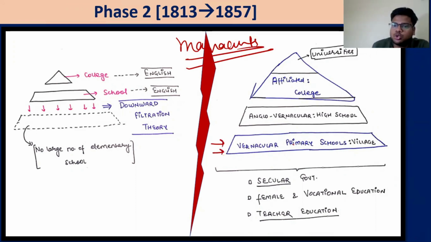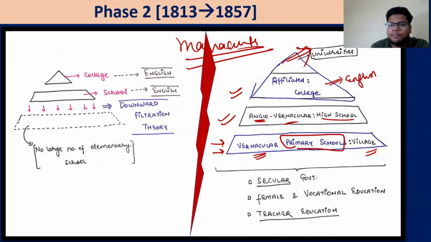So at the bottom most, you have the vernacular primary schools. In the primary school, everything will be taught at the village level in vernacular, their own native language. Then high schools in which an Anglo-vernacular mixture will be taught. Then you have affiliated colleges where it will be taught in English. And then you will have the universities at the top where only specific things will be taught, like that.